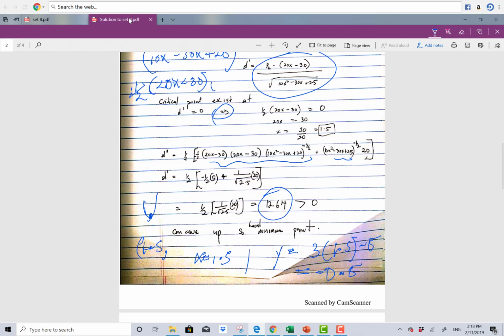So my coordinate then is going to be 1.5, negative 0.5. And that's the coordinate that is the shortest distance between that line.